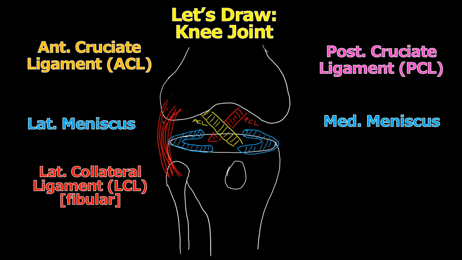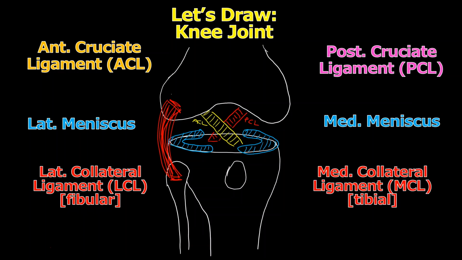No, sorry, of the femur. So from the head of the fibula to the lateral condyle of the femur is the lateral collateral ligament, or fibular collateral ligament. And on the other side, we have a medial collateral ligament known as an MCL. It's not a cruciate ligament. There's only an anterior and posterior cruciate.